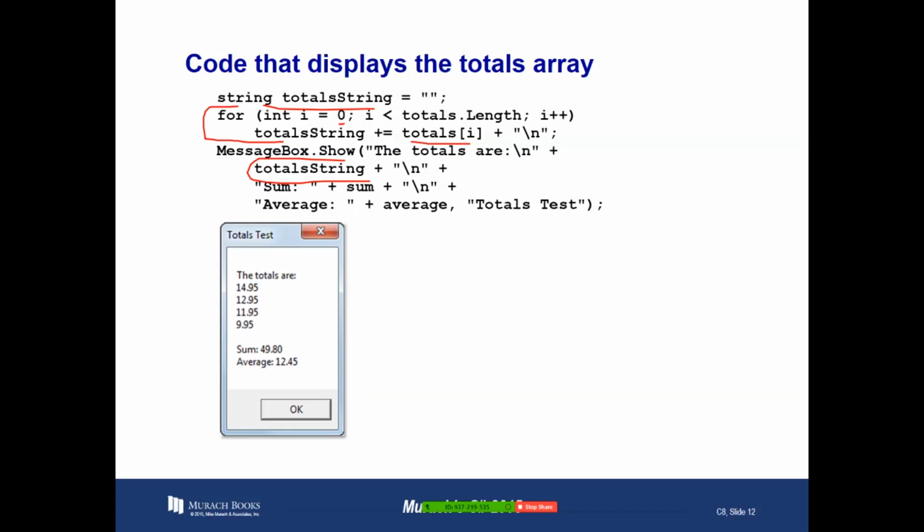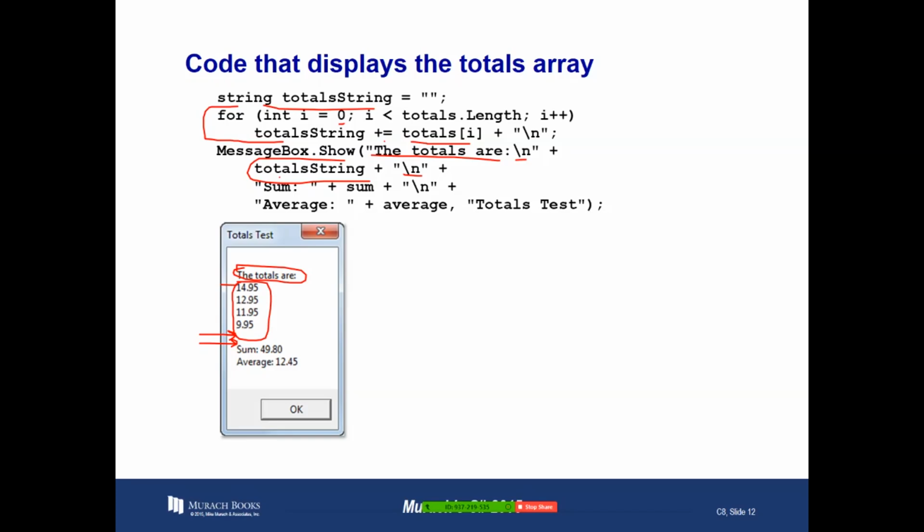And then we're going to display out this message box. We're going to say the totals are, new line. That's the totals are, new line. And then we're going to do the total string, which is going to be this, including the new line. And then we're going to stick another new line there, and that's why there's 2 new lines here.